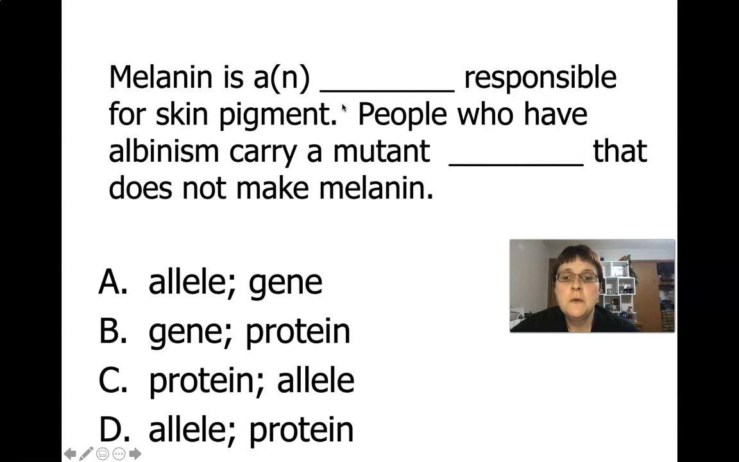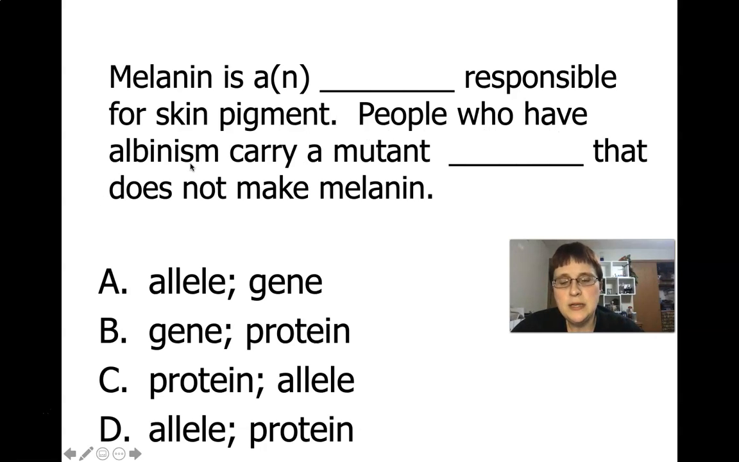So we're looking for the product. So we're talking about, again, genomes, the genome, the chromosomes, and the genes. So what is it that genes make? Genes make blank. That's going to get you the first blank. So melanin is a blank responsible for skin pigment. So this is part of a trait or a structure.